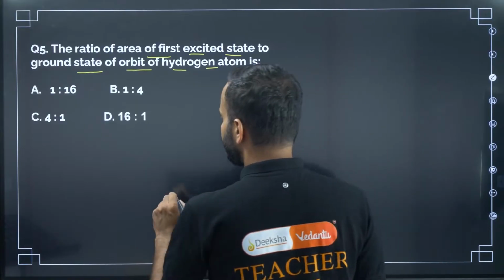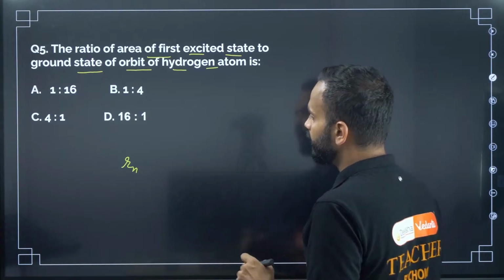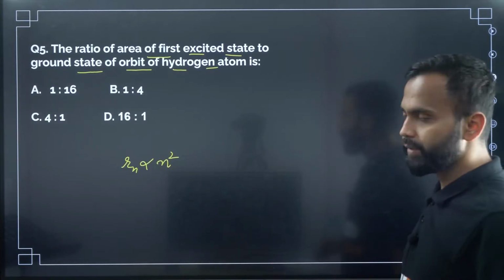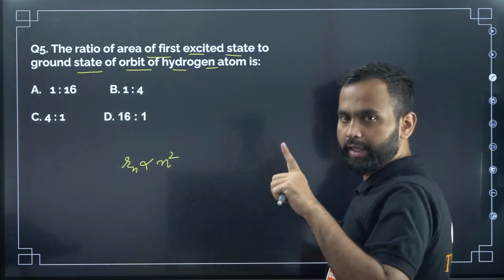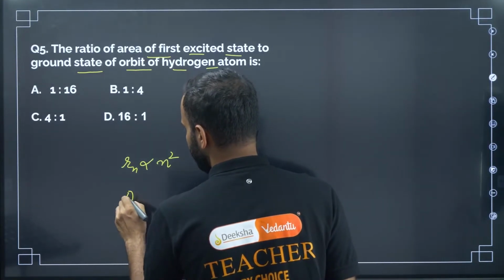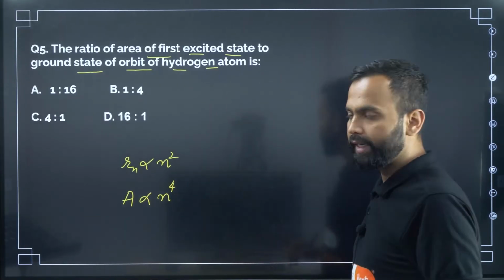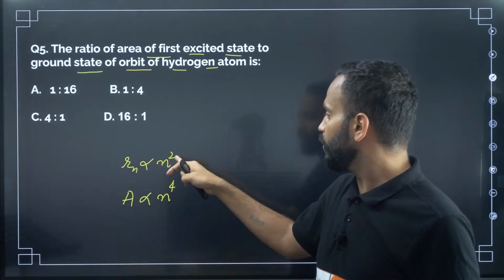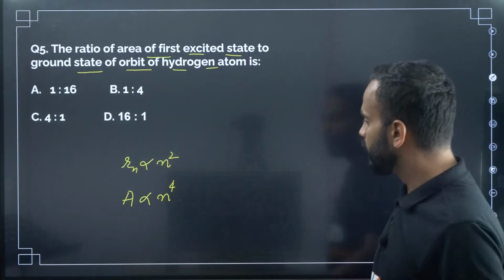Okay, so here we know that the radius of the nth orbit in the hydrogen atom is directly proportional to square of the nth energy level, right, isn't it? So now area is pi into r squared, area of the orbit is pi r squared, right? So from this I can conclude that area A is directly proportional to n to the power 4, right? If you take square on both sides, this will be n to the power 4.